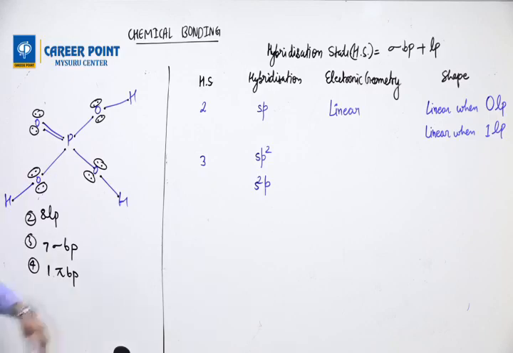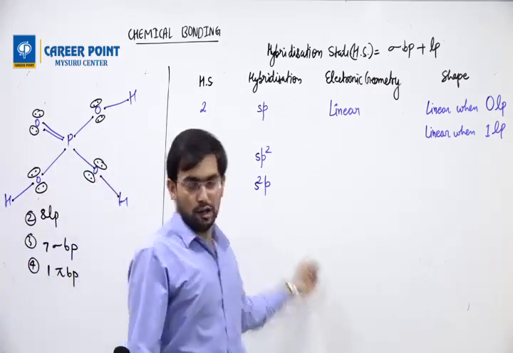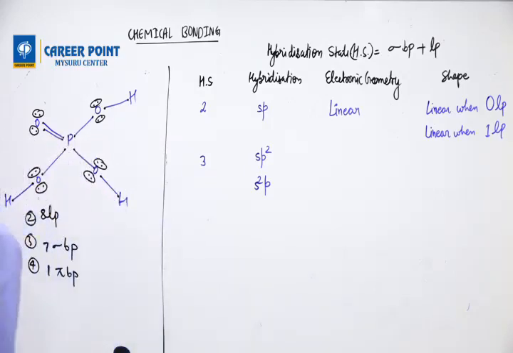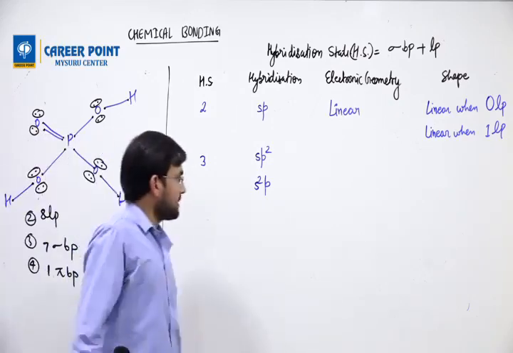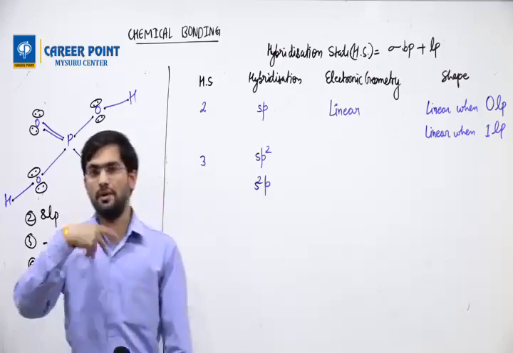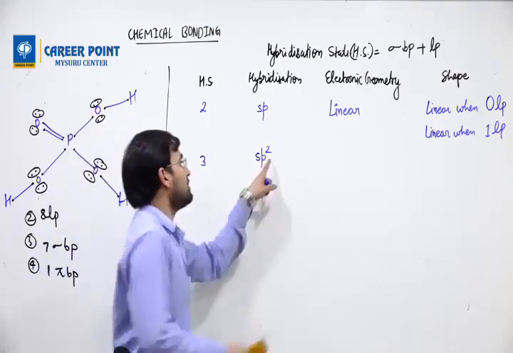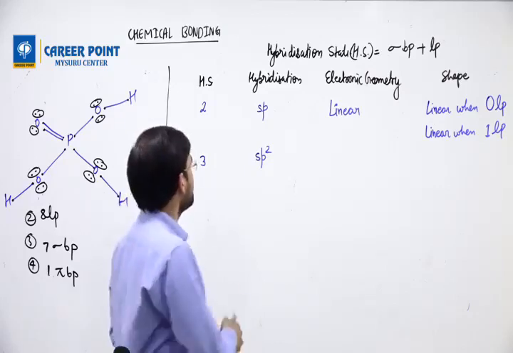Who will tell me why I can't write s2p? All the people, all 45 people, why can't I write s2p? Who will tell me? Since s has only one orbital, that is correct. s has got only one, p has got 3. Out of 3, I can use 2. That's the reason: sp2.